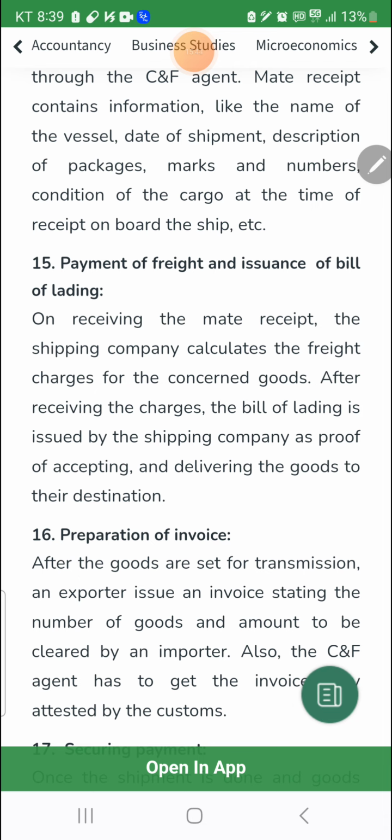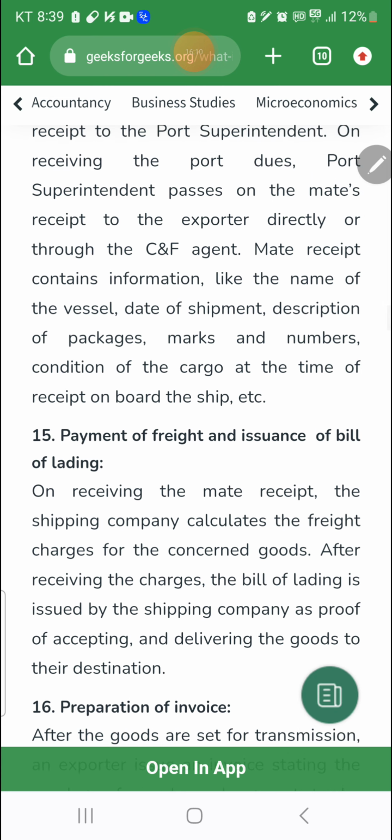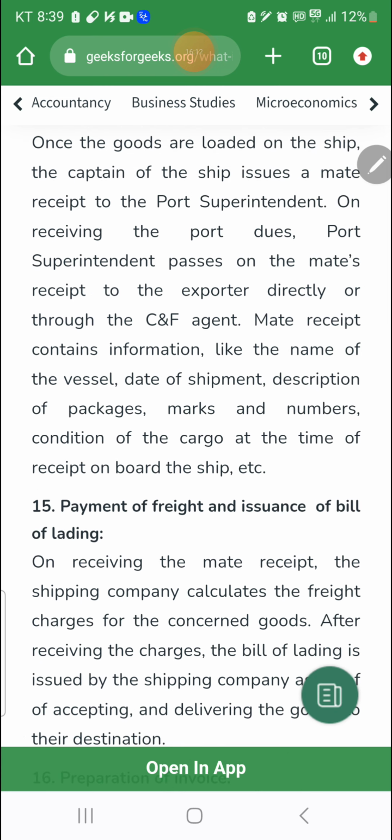On receiving the mate's receipt, the shipping company calculates the freight charges for the concerned goods. After receiving the charges, the bill of lading is issued by the shipping company as proof of accepting and delivering the goods to their destination. So the mate's receipt is issued to the shipping company, right?